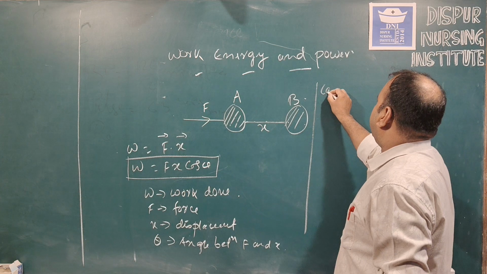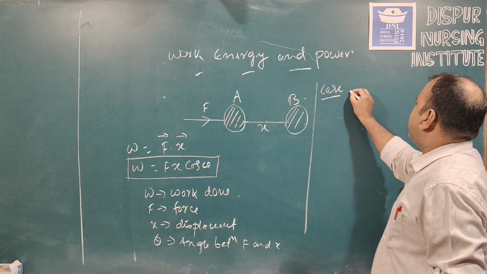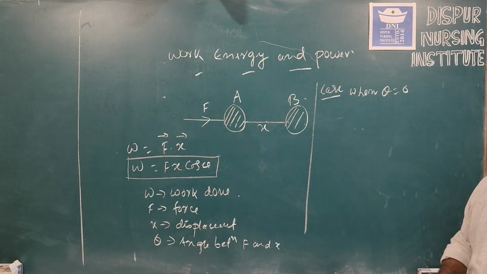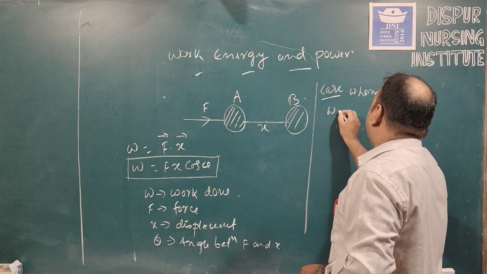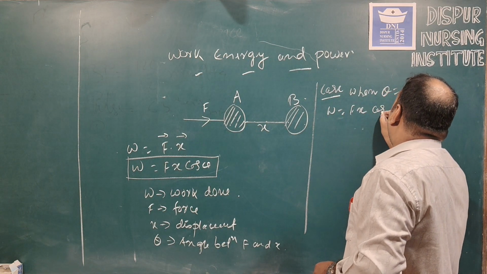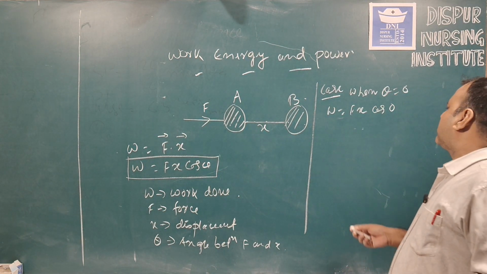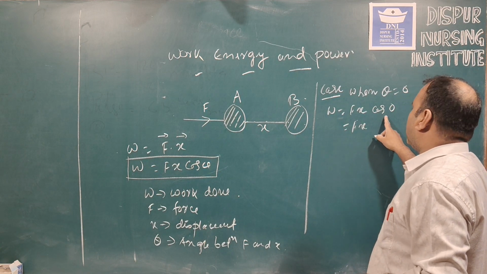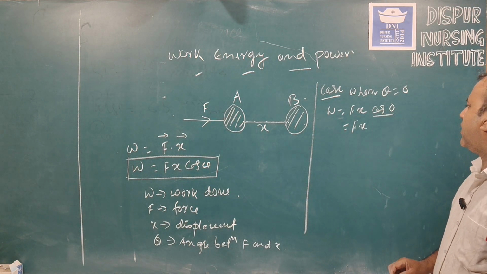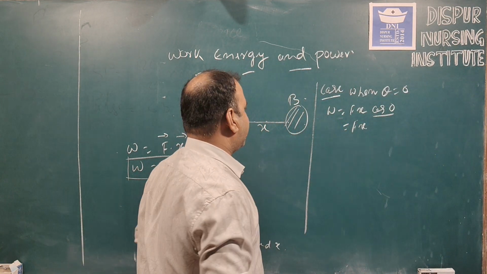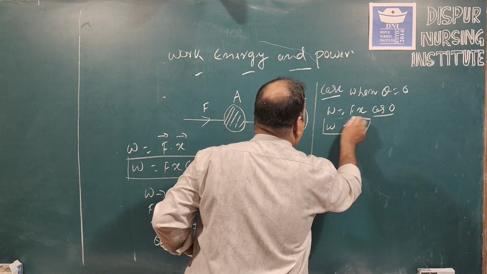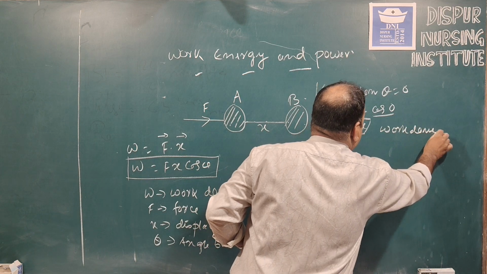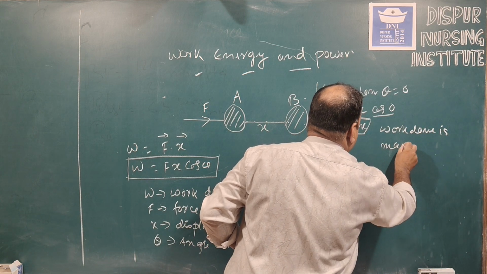Case number 1, when theta is equal to 0, we can write W is equal to F x cos 0. The value of cos 0 is 1. That is why we can write W is equal to F x. So we can say this is the maximum work done. That means work done is maximum.